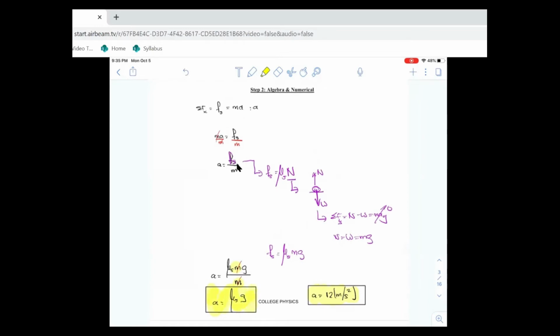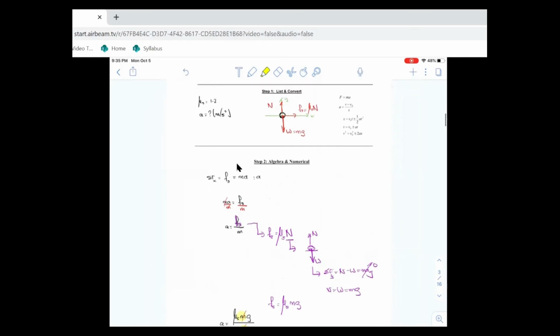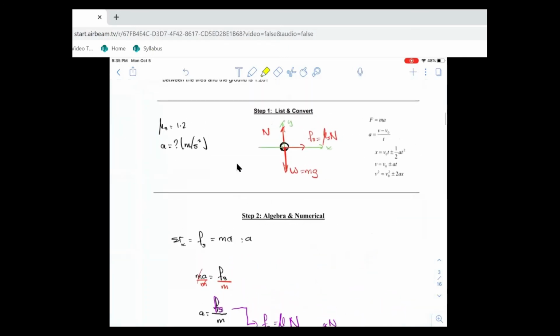Yeah, this is awesome. Do you guys notice how little information is given? Literally the only information given to you here is the coefficient of friction.